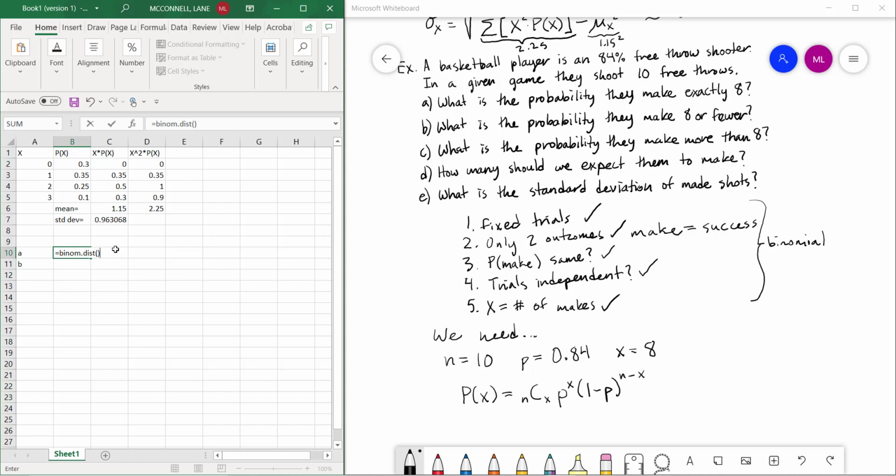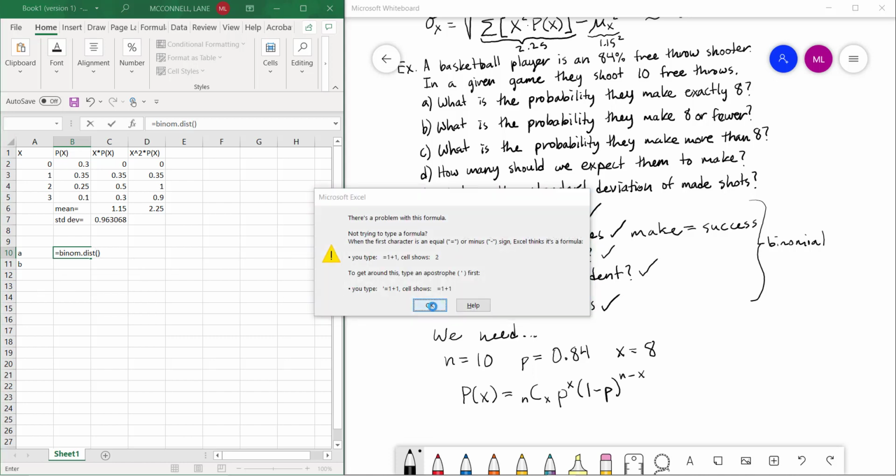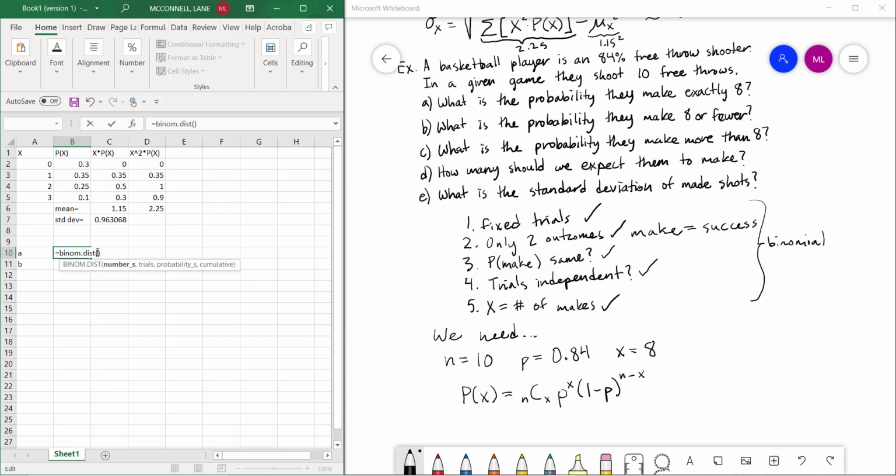So I'll just do this one, binom distribution. And if we click in here in the parentheses, you'll notice it'll tell us what we need. And we need 4 different things. We need the number S, trials, probability S, and the word cumulative is asking, is this a cumulative distribution or are we just looking for one value? I'll get to that in a minute.